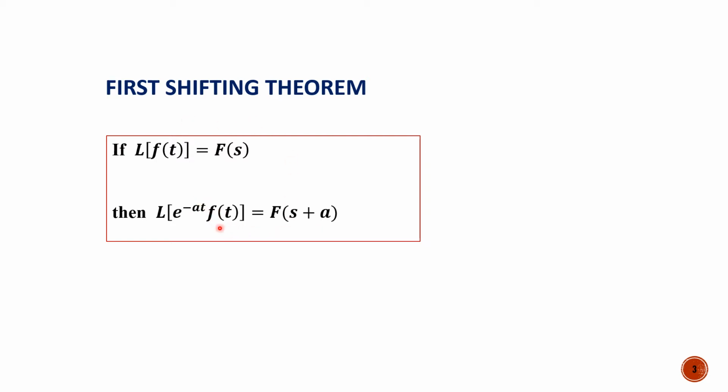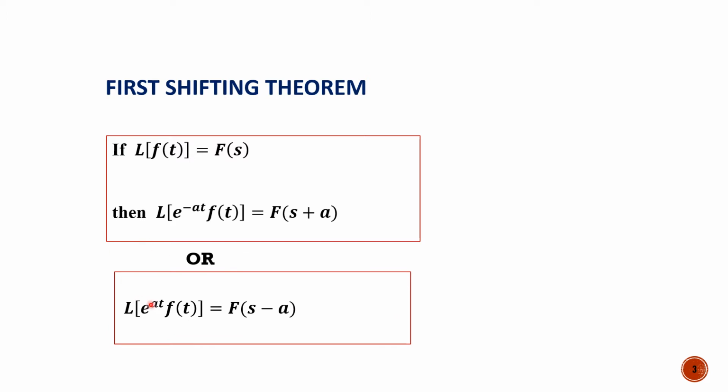So whenever a function is multiplied by e raised to minus at, we have to calculate L of f of t, name it F of s, and then replace s by s plus a to get L of e raised to minus at into f of t. Or we can have L of e raised to at f of t. Again we calculate the Laplace transform of f of t, and whatever answer we get, replace s by s minus a. So when we have e raised to at, it is s minus a, and if it is e raised to minus at, then s plus a.